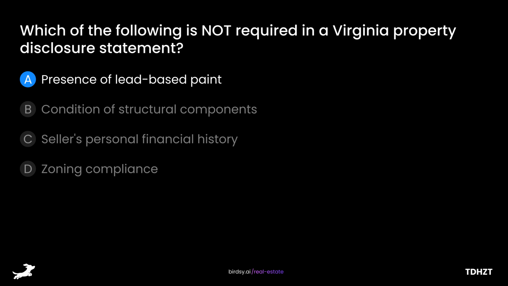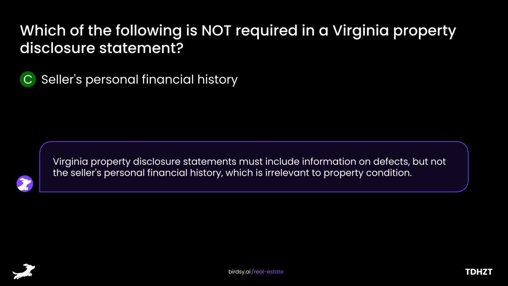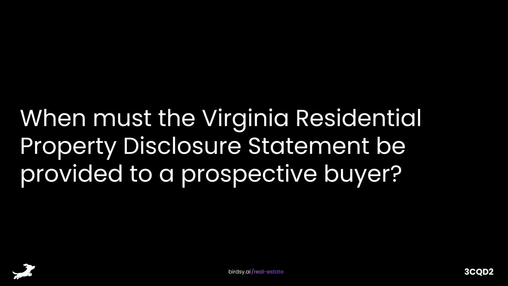Is it A, presence of lead-based paint, B, condition of structural components, C, seller's personal financial history, or D, zoning compliance? The answer is C, seller's personal financial history. Virginia property disclosure statements must include information on defects, but not the seller's personal financial history, which is irrelevant to property condition. When must the Virginia Residential Property Disclosure Statement be provided to a prospective buyer?